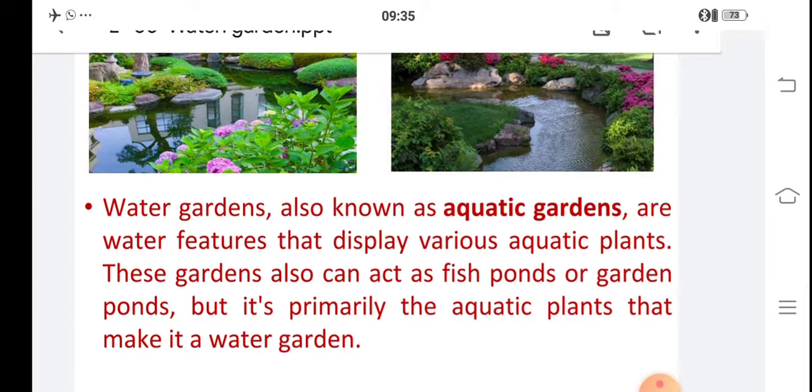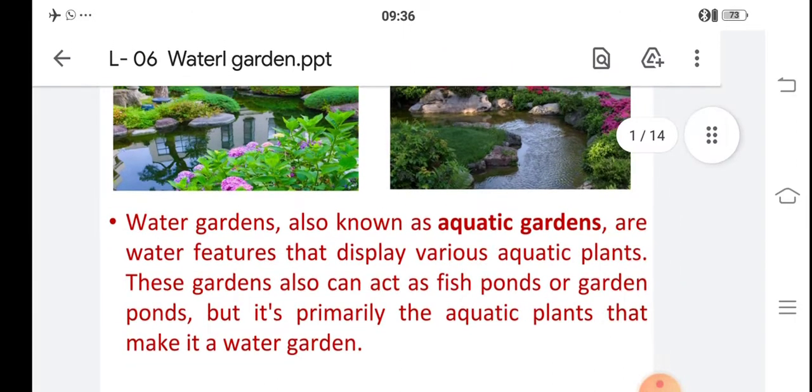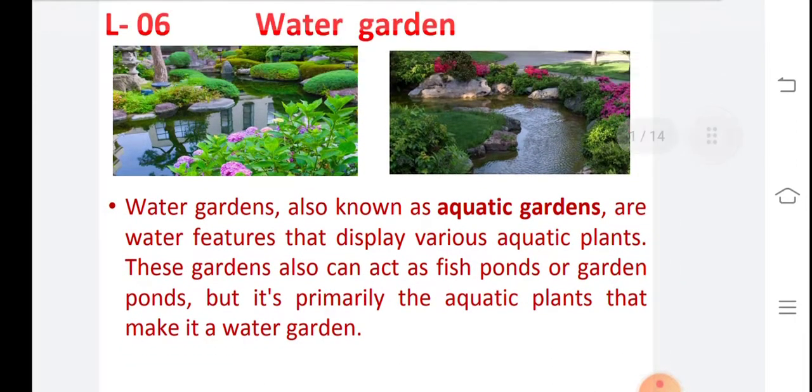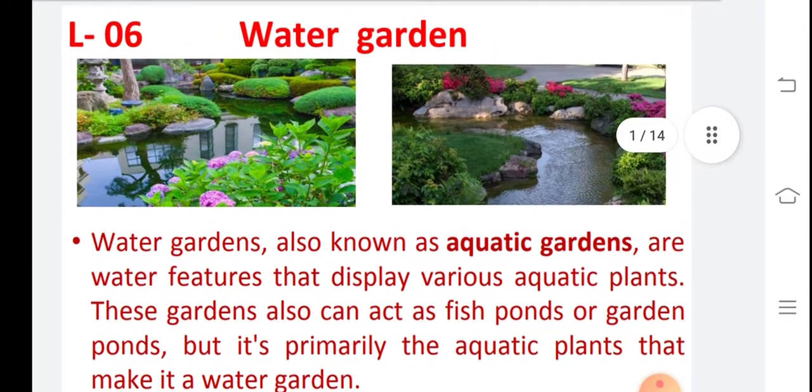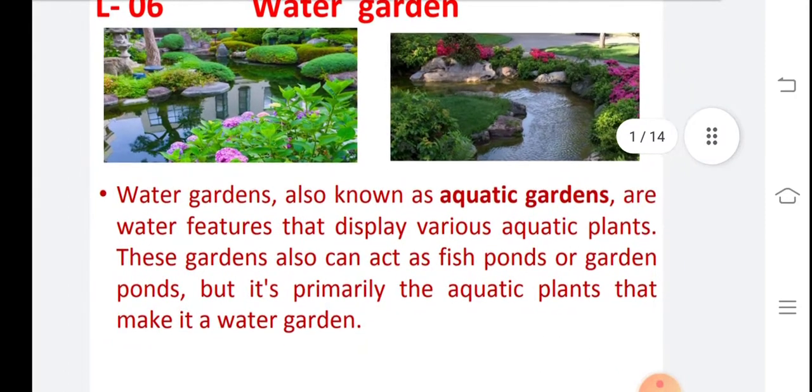This garden generally acts in the nature of a pond. There are primarily aquatic plants, and they are generally maintained with a suitable display here. So here you are observing some photographs of gardens that I have selected. Please see this nature.